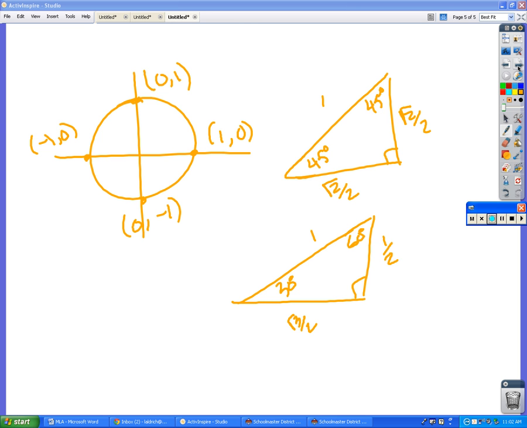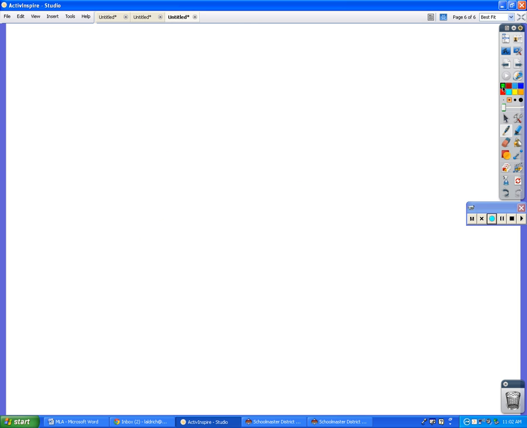It says find the measure of an angle between 0 and 360 coterminal with each given angle. So number one, if I start with negative 323 degrees and I want an angle between 0 and 360, what do I do? I'm going to add 360 onto that, so my answer is 37.